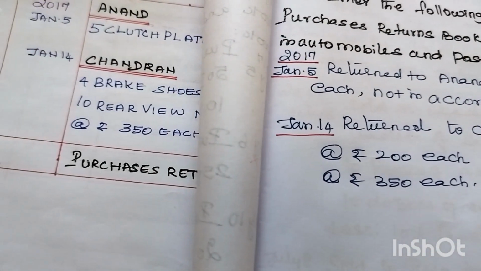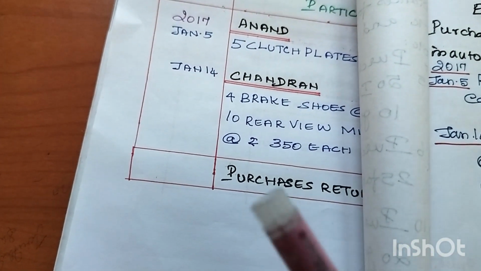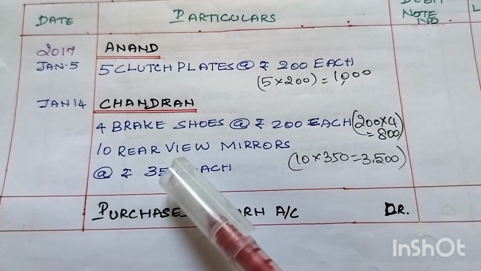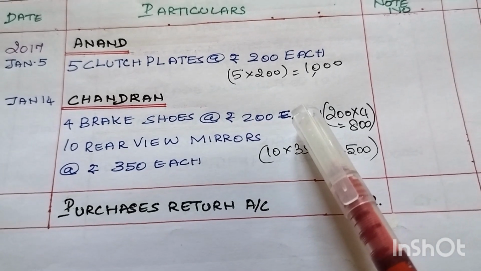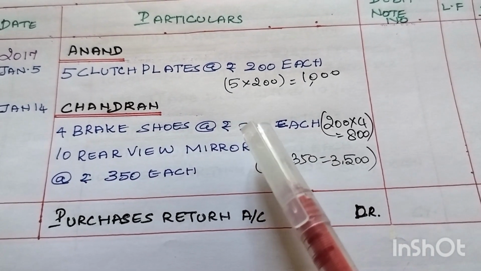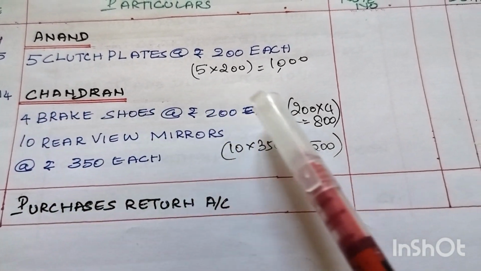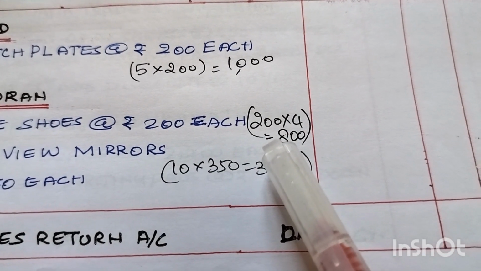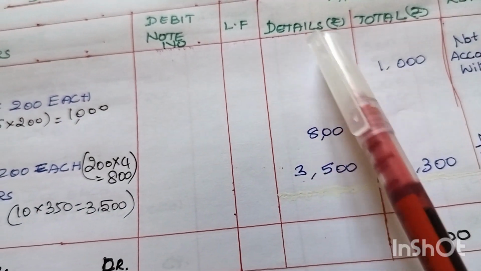Okay. So come to the purchases return book dated on January 14. The name of the supplier is Chandran. 4 brake shoes at rupees 200 each. So one brake shoe rate is rupees 200. How much for 4 brake shoes? So you have to multiply 200 into 4. How much do you get? 800 rupees. That 800 rupees you have to enter into the details column.